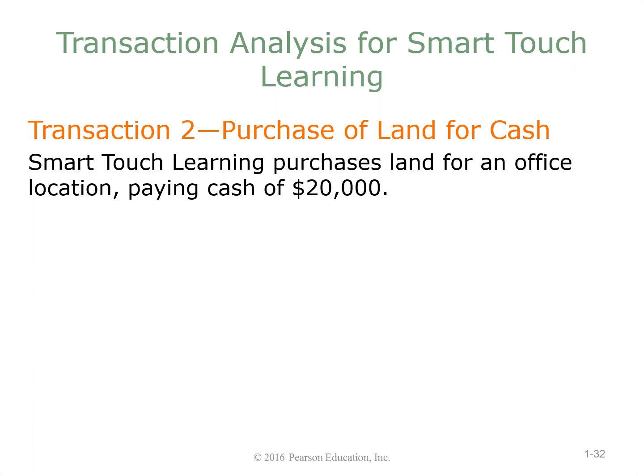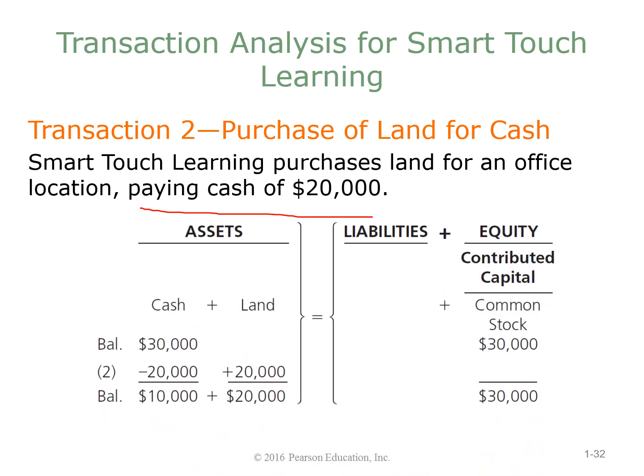We purchased land for cash for an office location, paying cash of 20,000. So again, the cash has a 30,000 balance from the previous transaction. We paid, so the cash decreased by 20,000, so the new balance is 10,000, and another asset has arisen, which is land, at 20,000. So the two sides are still balanced, equal to 30,000.